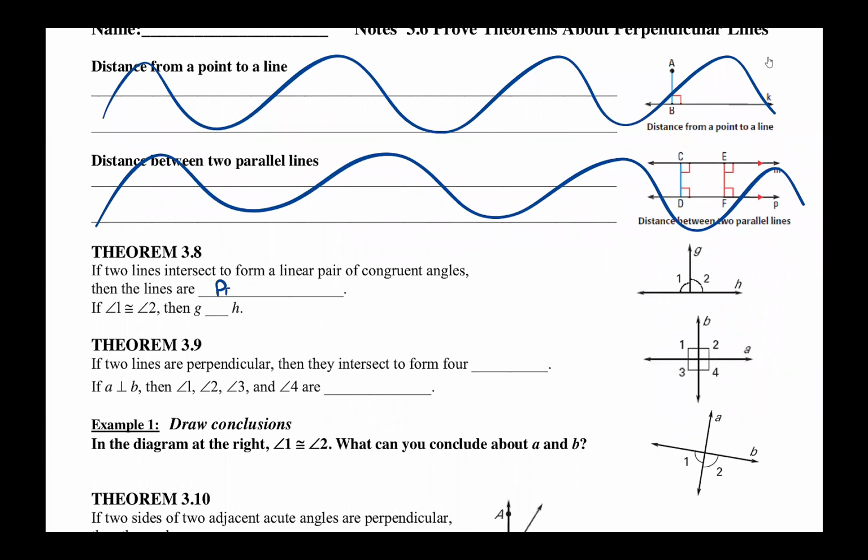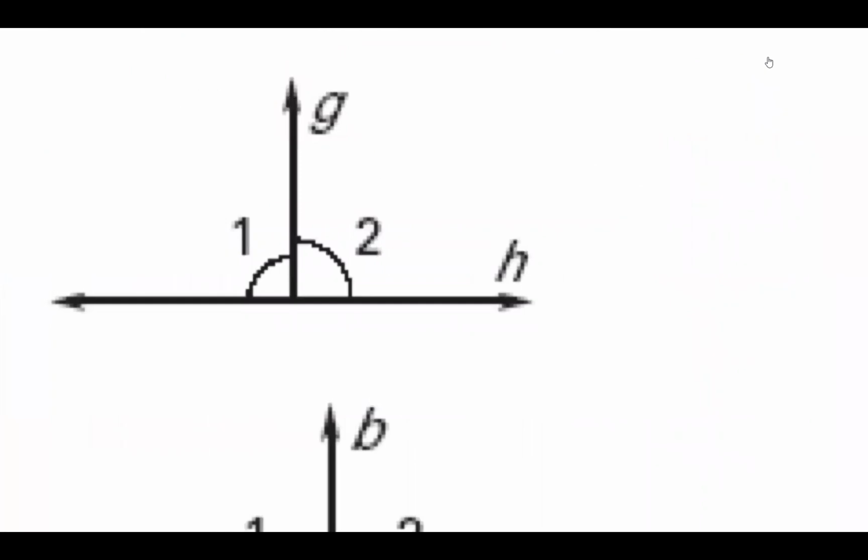What does perpendicular mean? Somebody help us out. When it creates a right angle. Two lines intersect at a right angle. So if it's a linear pair that forms two congruent angles, it must be perpendicular. How come?